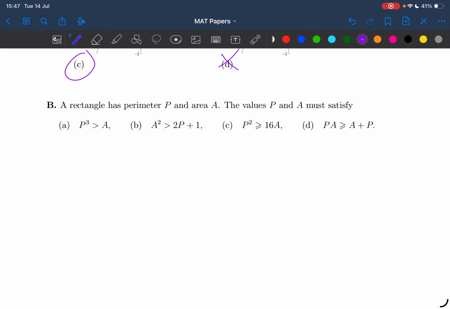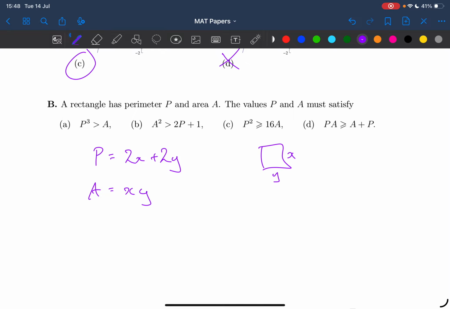Next bit then, a rectangle has perimeter P, area A, and they must satisfy some inequality. So we can imagine the perimeter would be 2 lots of x plus 2 lots of y, if we think about having some x times y for our rectangle. So the area then is x times y. So we can rearrange this one and say that y is equal to a over x.